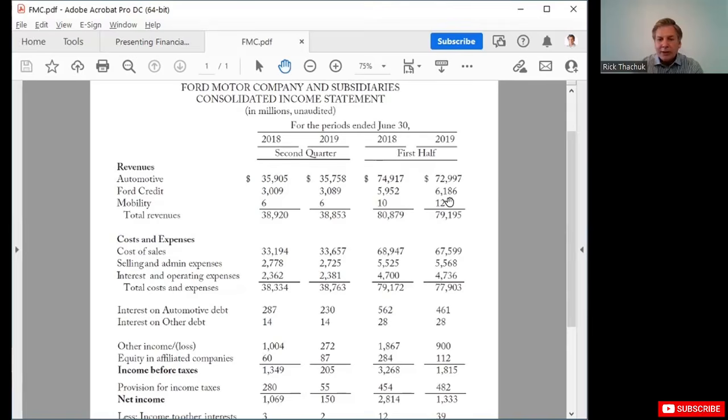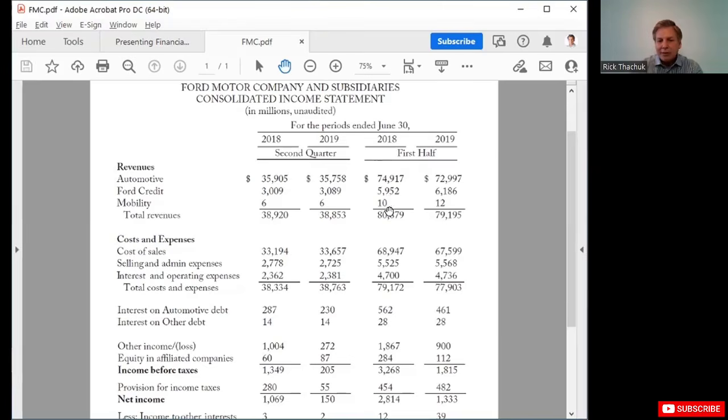So you should have said forward credit revenues at Ford Motor Company and subsidiaries were 6,186,000,000 US dollars in the first half of 2019, up slightly from, or a slight increase from, 5,952,000,000 US dollars in the same period of 2018.